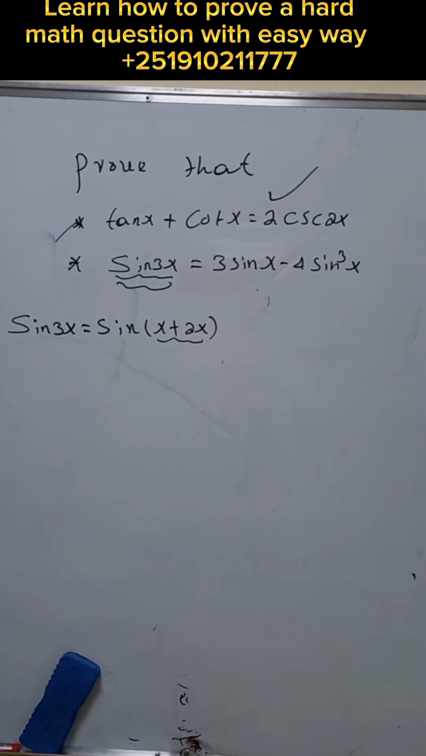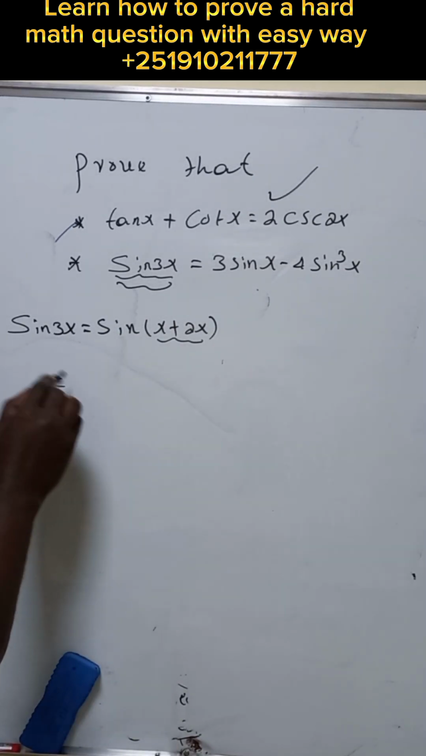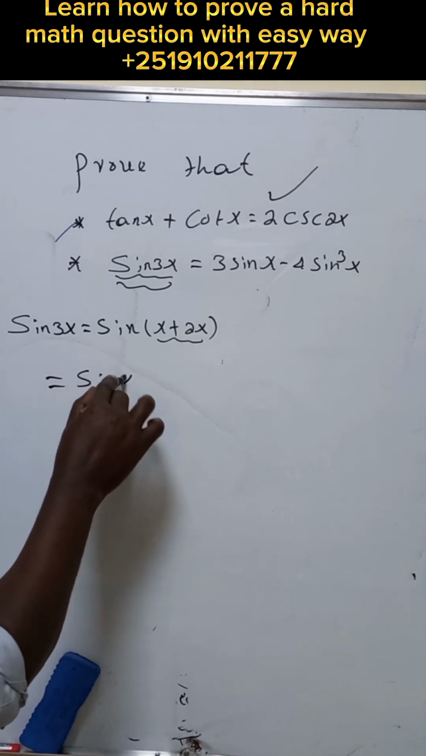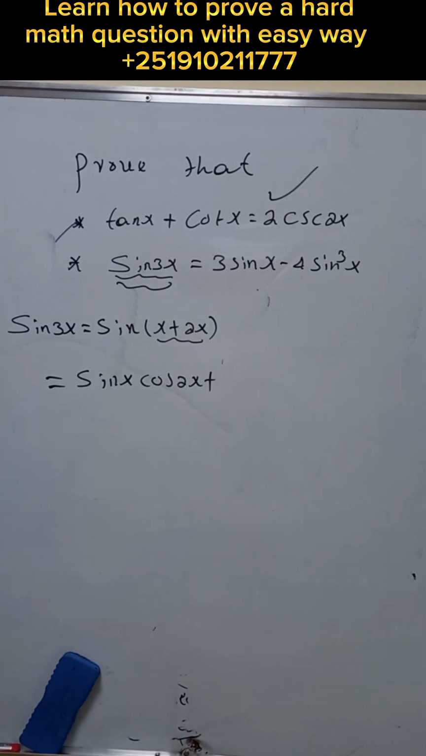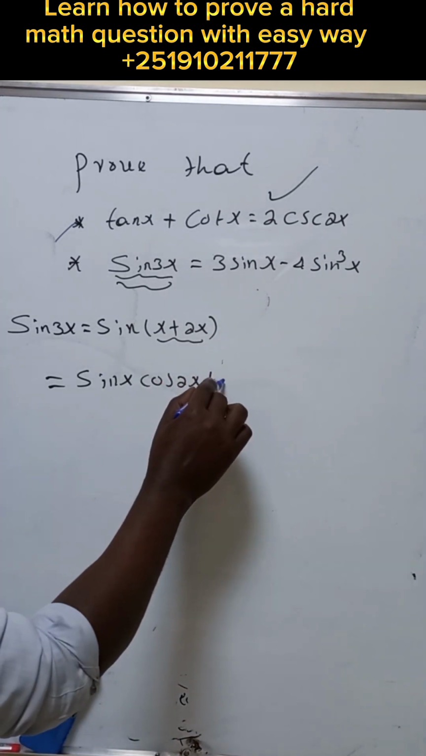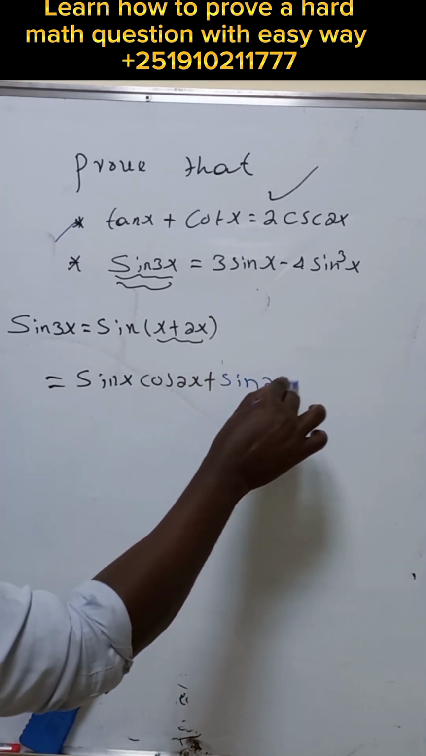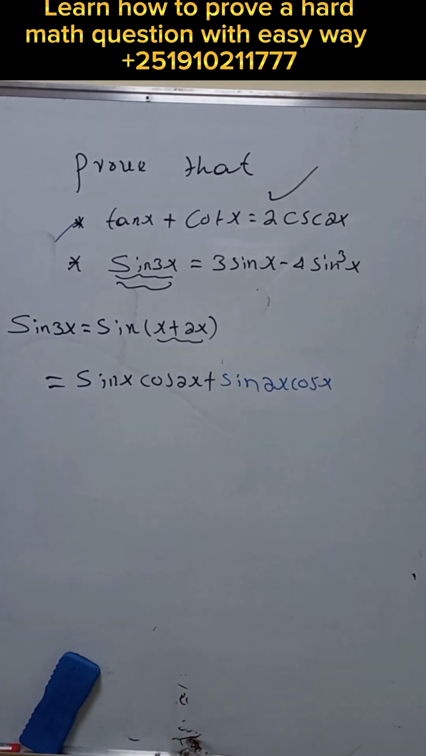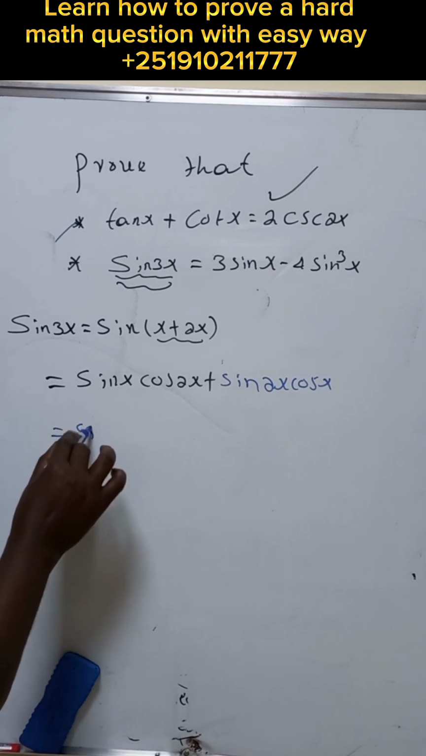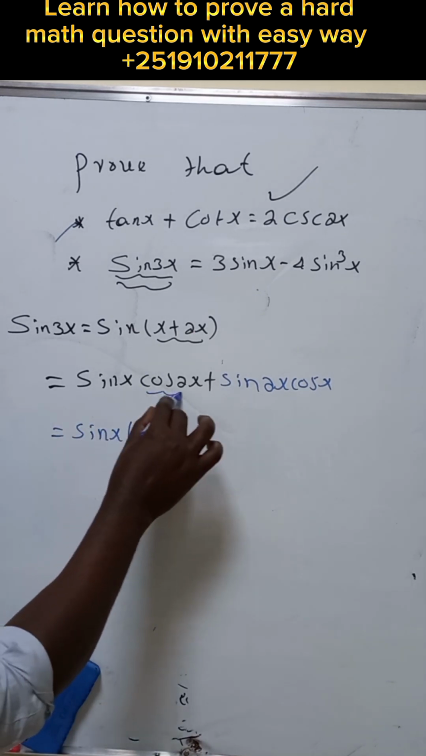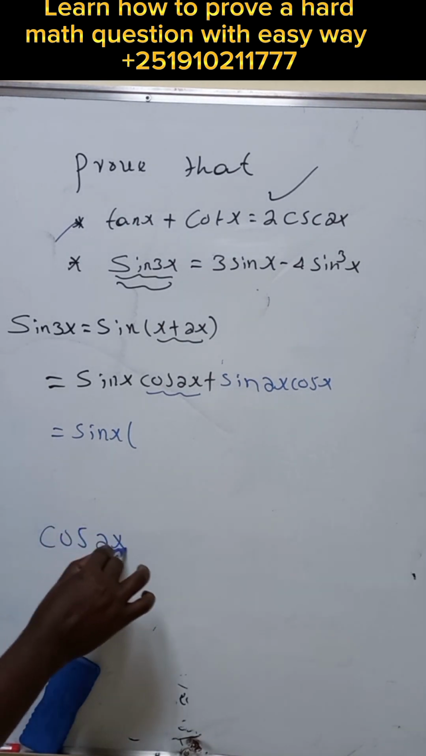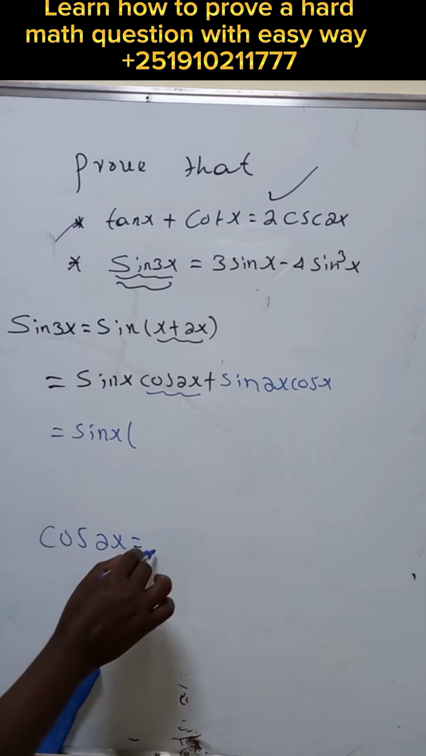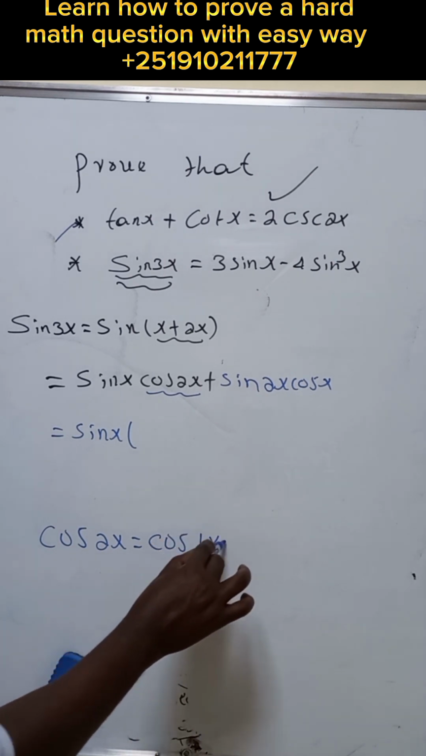With the reduction formula again, this is given by sine of x cosine of 2x plus sine of 2x cosine of x. It can be written or reduced this way. Then how are we going to define this again? Sine of x times cos 2x. You know that with the double angle formula, cos 2x is written as cos of x plus x.